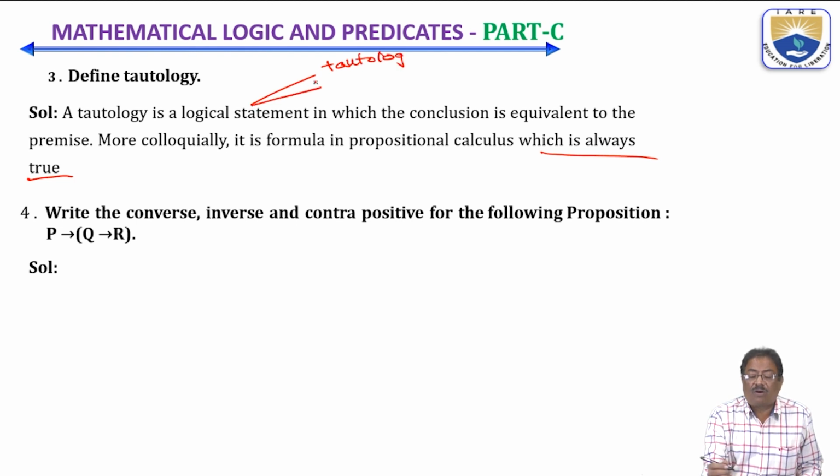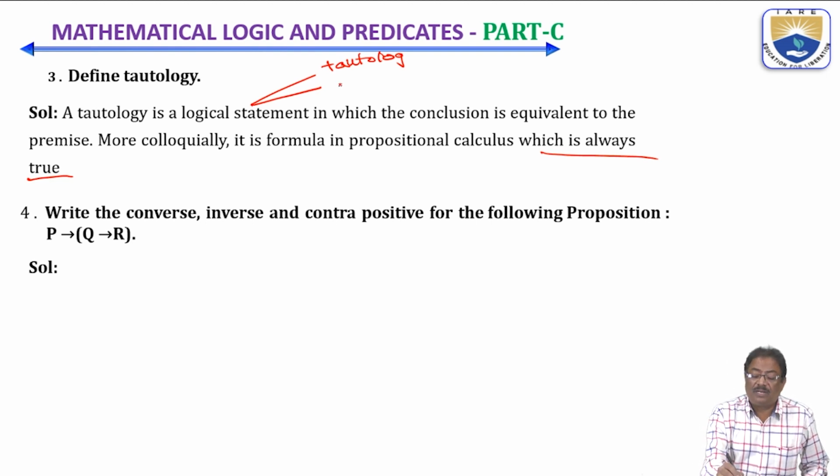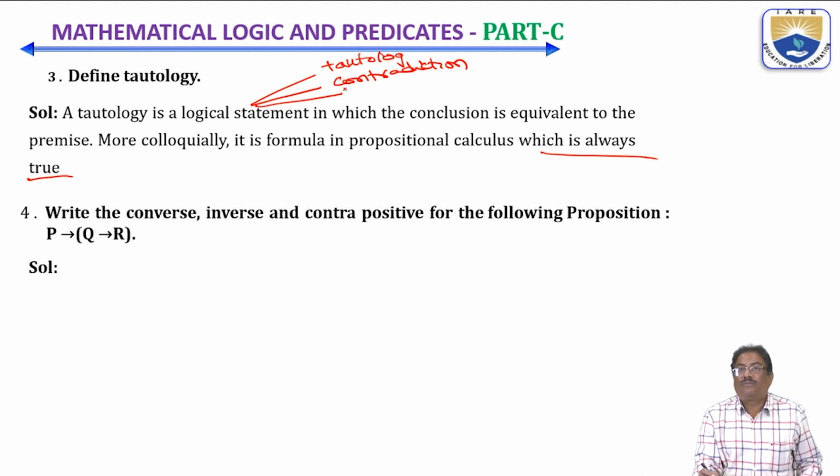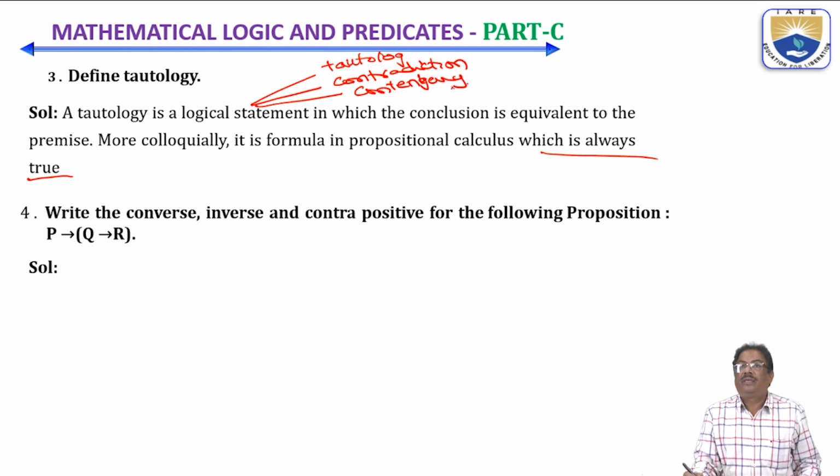If for all the truth values the logical statement is false, then it is known as a contradiction. If it is mixed, both true and false, then we can say that the logical statement is a contingency. So these are the possibilities for any logical statement.